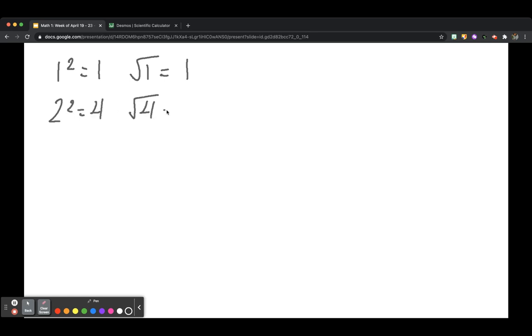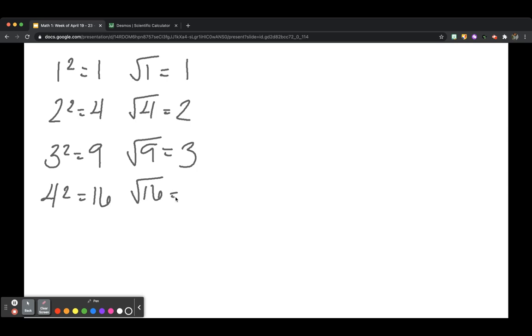I didn't have enough room on this screen, so I added a blank screen here. We know that 1 squared is 1. The square root of 1 is equal to 1. 2 squared is 4, and the square root of 4 is equal to 2. 3 squared is 9, 3 times 3 is 9, and the square root of 9 is 3. These are your inverse operations. 4 squared, 4 times 4, is 16. The square root of 16 is 4. 5 squared is 5 times 5, which is 25, so the square root of 25 is 5.